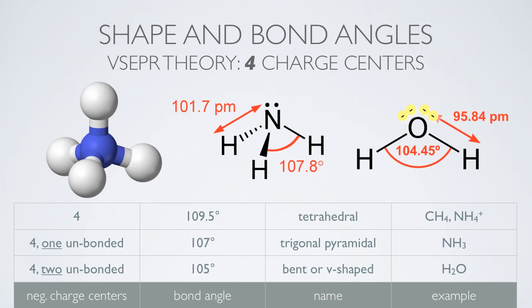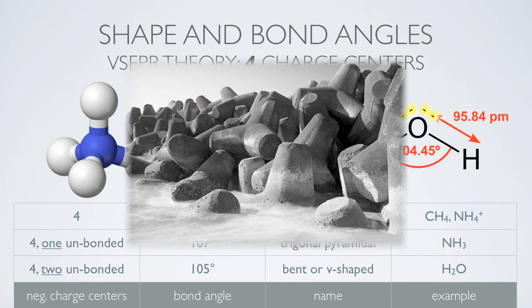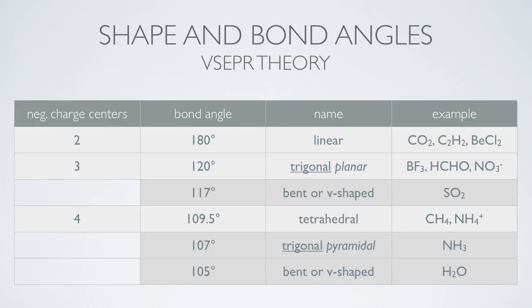To help you get a better idea of a tetrahedron, you might think of tetrapods, the things that they use in breakwaters by the ocean, or sometimes nice cushions for your couch. We can summarize all these shapes in one chart. Here, the light-colored rows are the ones where all the charge centers are bonded pairs, and the dark-colored rows are where one or more of the charge centers is an unbonded pair, a lone pair of electrons.